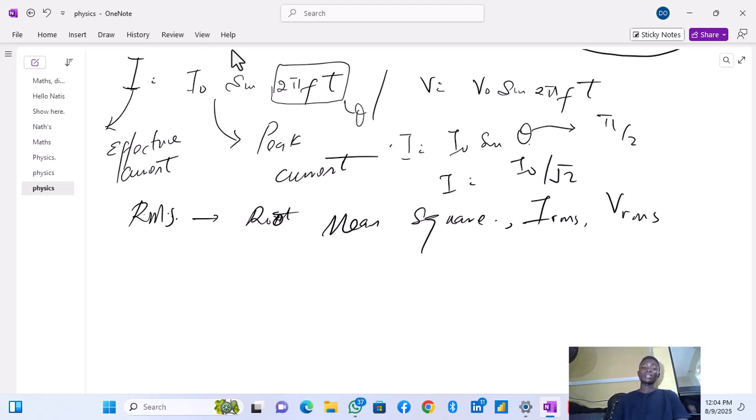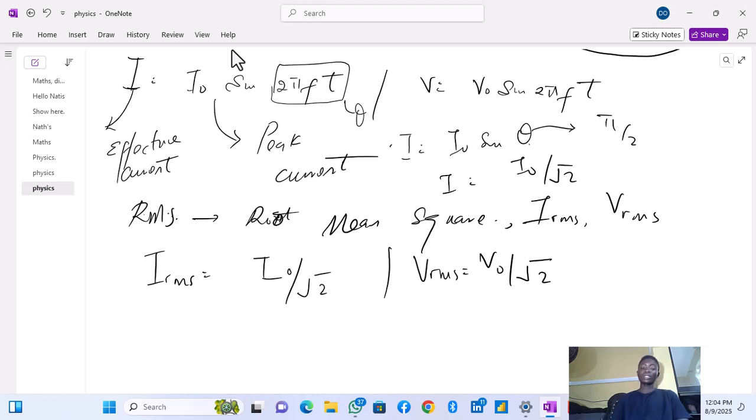Mathematically we have that IRMS is I naught over root 2. It's as simple as that. And if it is VRMS you are looking at, VRMS will be V naught over root 2. As simple as that. So you need to note that.